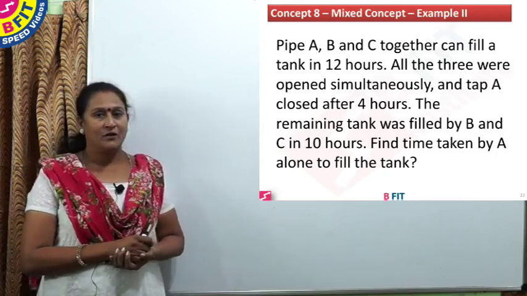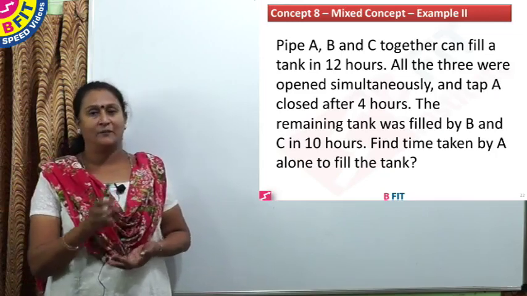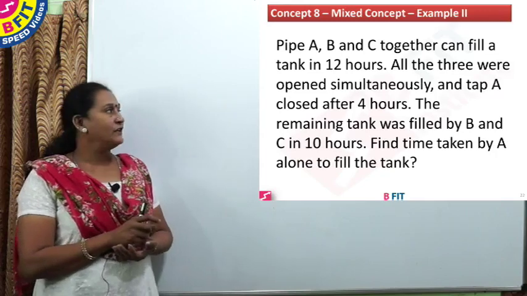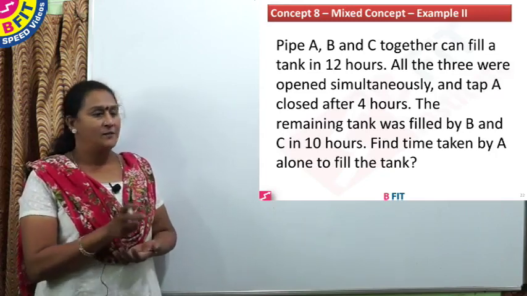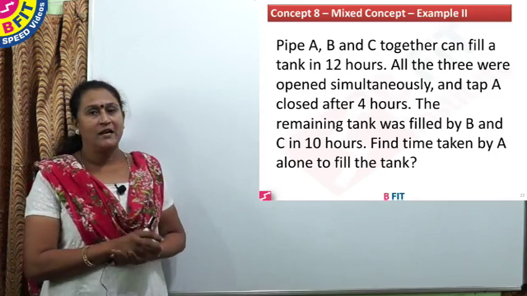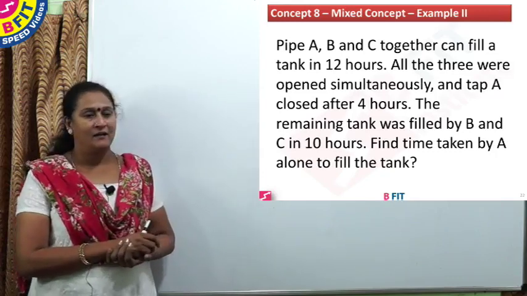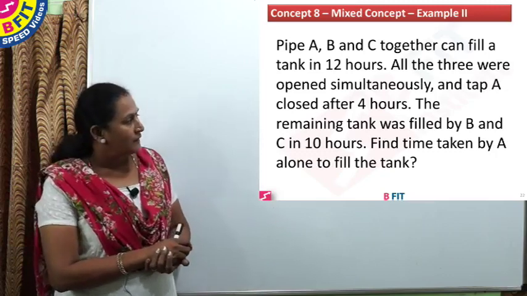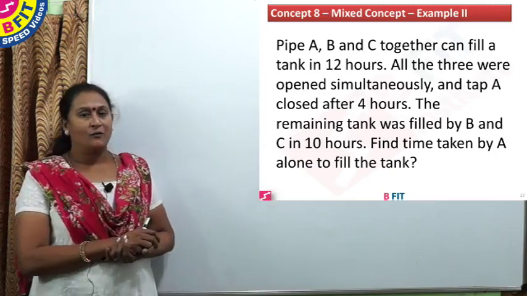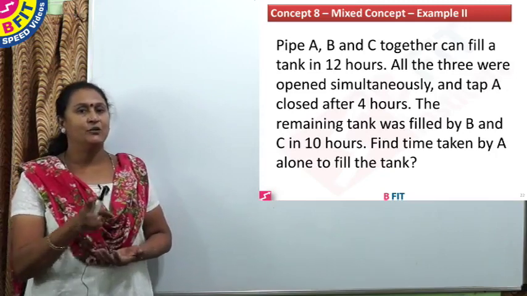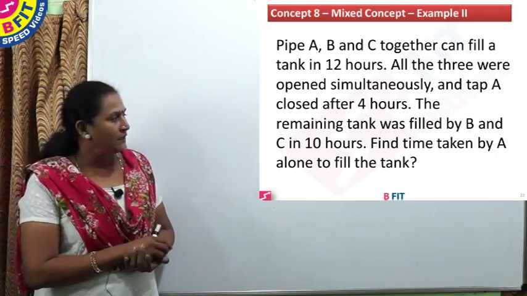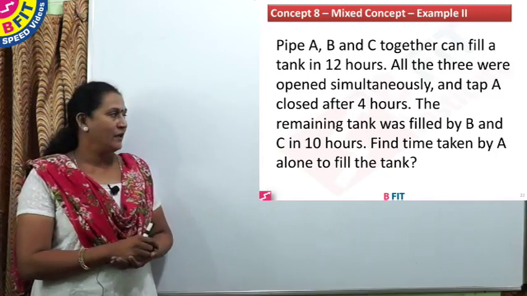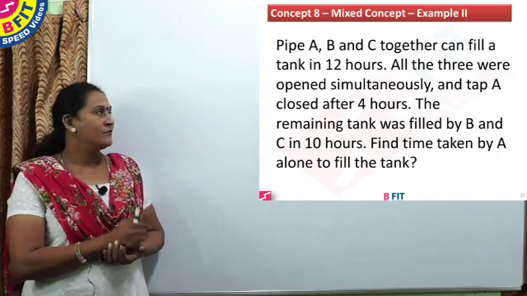So earlier we found time taken by all the pipes to fill the tank. Here, time taken by all the pipes to fill the tank itself is given. So A, B, C, when opened together, take 12 hours to fill the tank. Now they are open, and after 4 hours tap A is closed. Now only B and C are there. So these two taps, B and C, fill the remaining tank in 10 hours. Now what is the time taken by A alone to fill the tank? So we'll see the working.